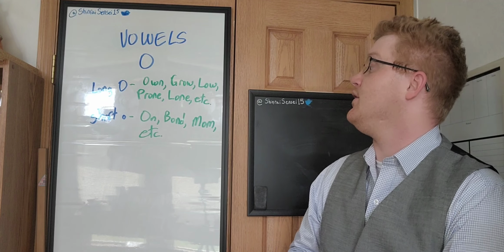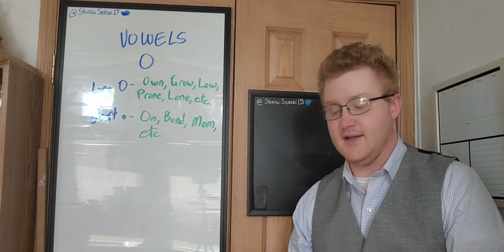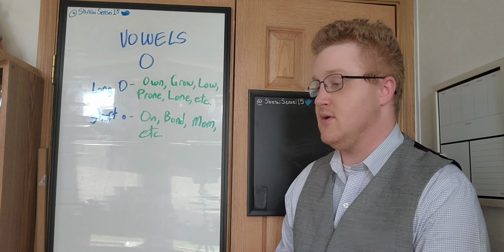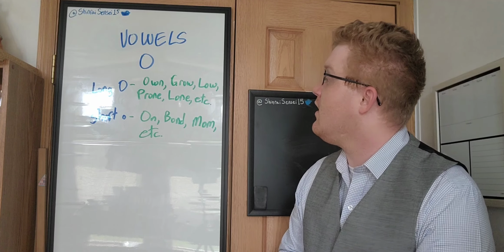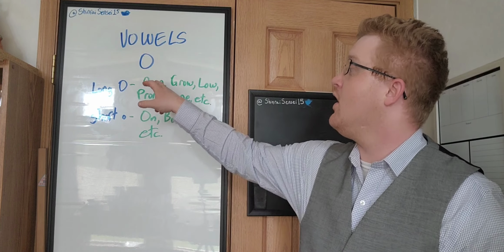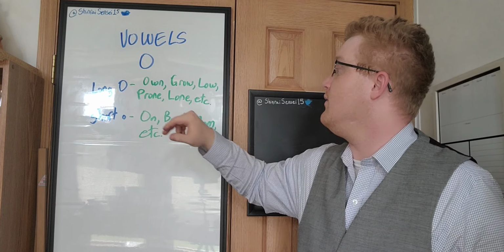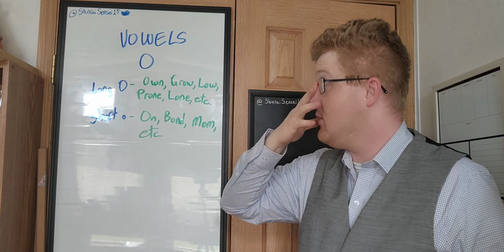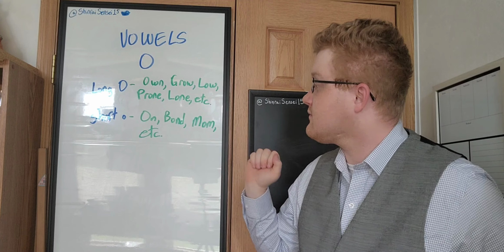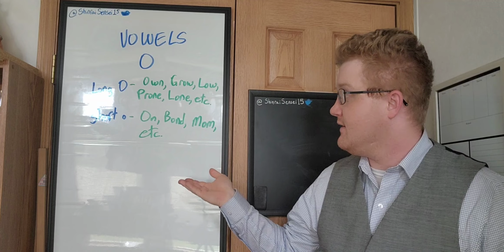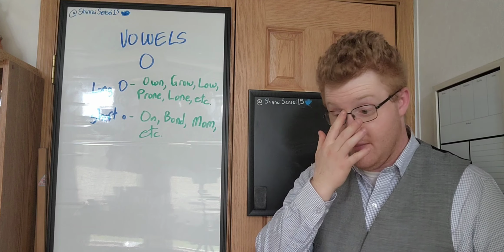And O has the long O and the short ah sound, right? So the short O is an ah sound, the long O is an O sound, obviously. The long O is featured in words such as own, grow, low, prone, loan, etc., right? The short O is featured in words such as on, bond, mom, etc.